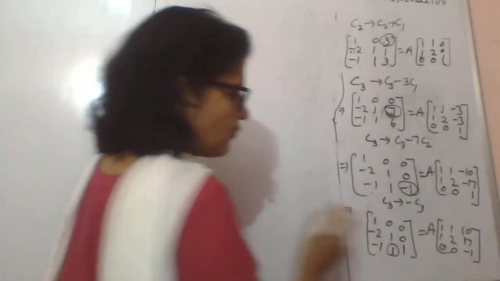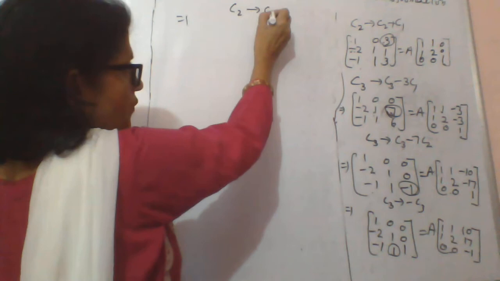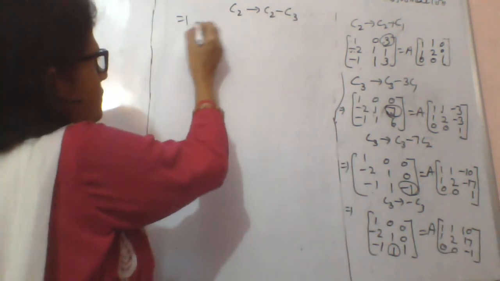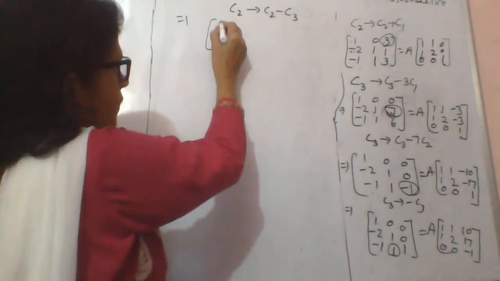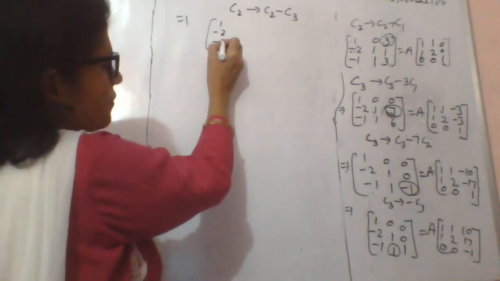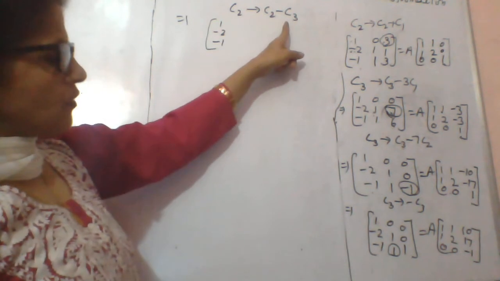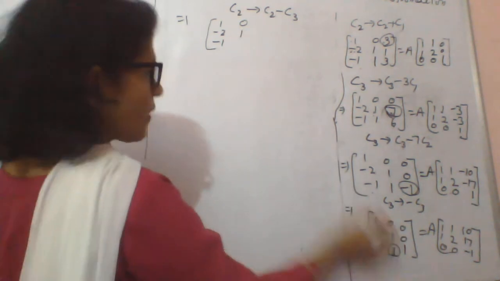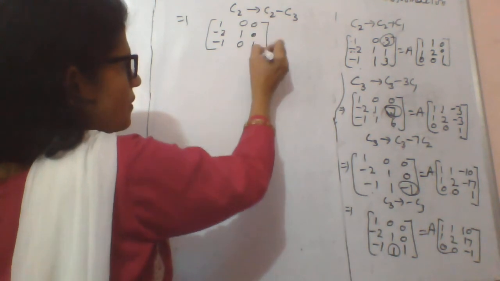So next target is here. We want to make it 0. Okay, so to make it 0, we have to take C2 replaced by C2 minus C3. Okay, so this implies here 1, minus 2, minus 1. So we are taking C2 minus C3. 0 minus 0, 0. 1 minus 0, 1. 1 minus 1, 0. Then 0, 0, 1.